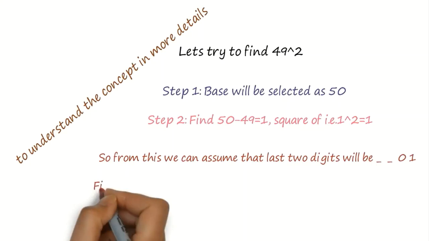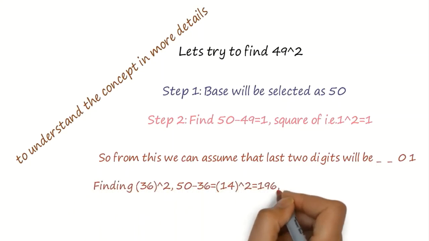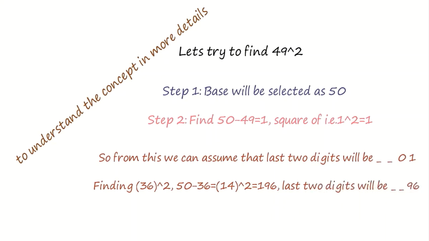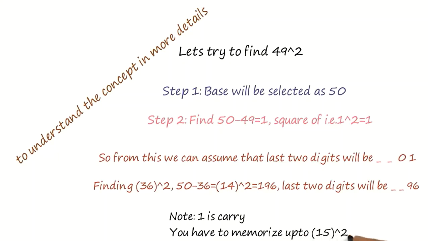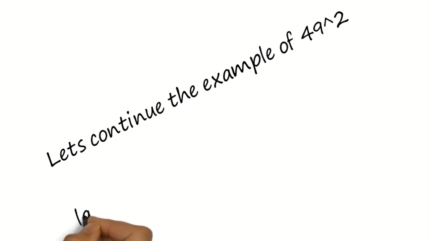So similarly, for 36 square, as per the discussed formula, we got 14 square, which is 196. So the last two digits will be 96 and 1 is carry. But before discussing further, please make a note: you will need to memorize till 15 square to solve any of these problems within a minute. So let's continue with the example 49 square.